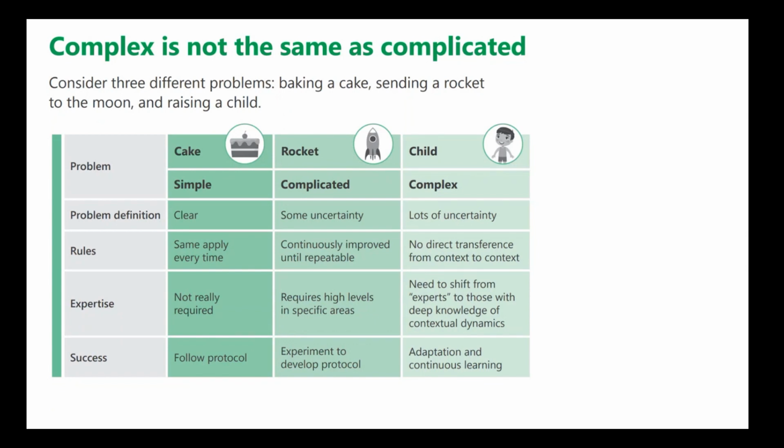And the rules, that every child's different. So you can't say, well, with my last child, I did this, and so I'll do it with this child. But it's probably not always going to work because it's very different. And so instead of experts, this is saying we've got to shift to people with deep knowledge of contextual dynamics. So somebody that has spent a long time with their child and has been growing up with them will, over time, generate very deep knowledge of them and what they're like, and success really is from continuous adaptation and continuous learning. That's where it really comes from.